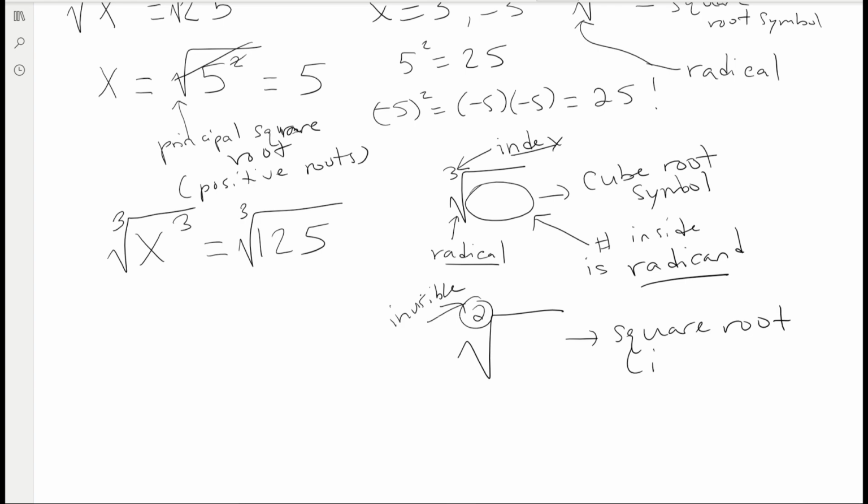So for the square root, the index equals 2. For the cube root, the index equals 3. And for the 4th root, 5th root, 6th root, the index would be 4, 5, and 6 respectively, and so on.